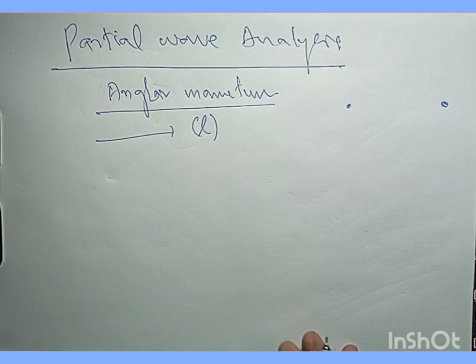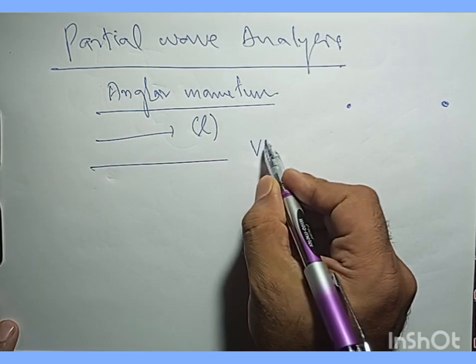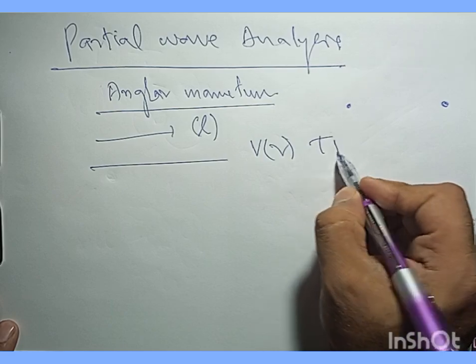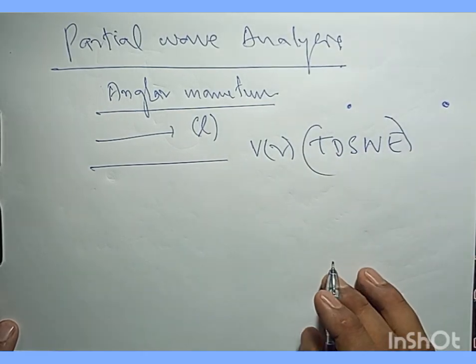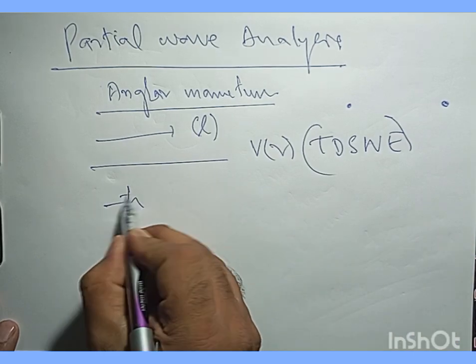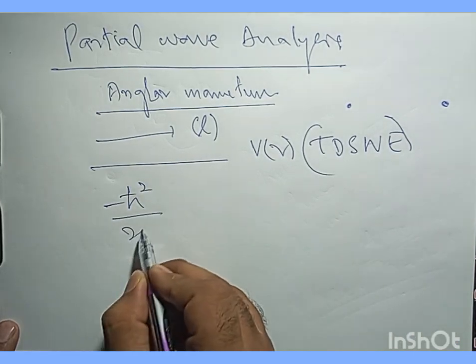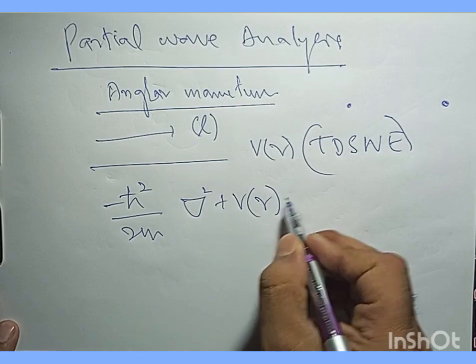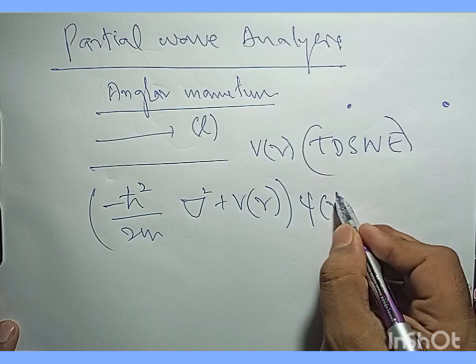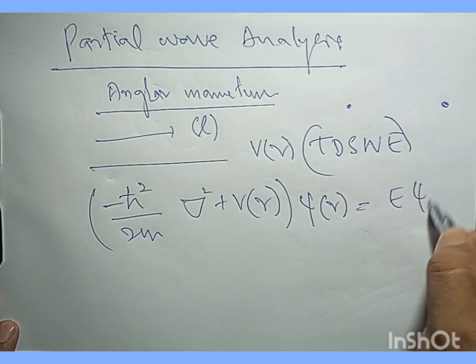The starting point for this partial wave analysis is the time-independent Schrodinger wave equation for a particle moving in a potential, say V of r. If I write down the Schrodinger wave equation: minus h bar squared over 2m del squared plus V of r, acting on psi of r, equals E psi of r.